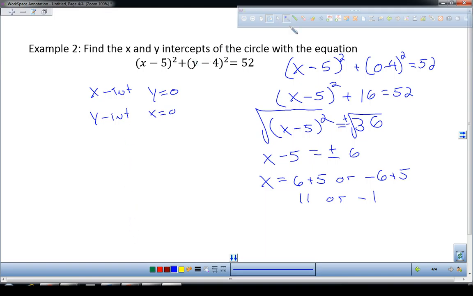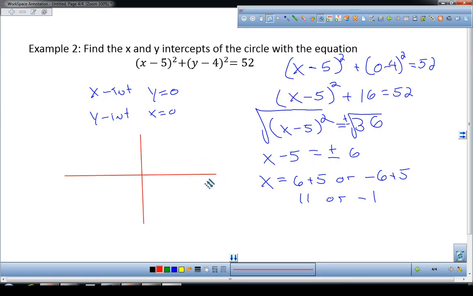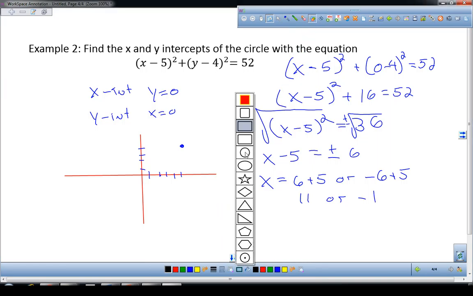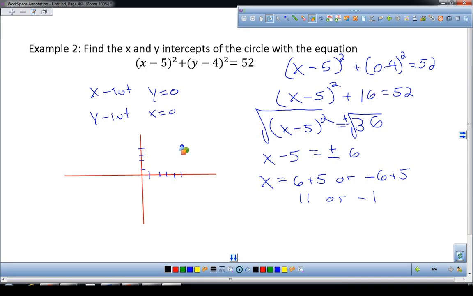Yeah. So far, if I were graphing this circle, I know that its center is at 5, 4. So I'm just going to kind of sketch it. 1, 2, 3, 4, 5. 1, 2, 3, 4. So here's the center. I know the radius is the square root of 52. So the radius is about, what's the square root of 52? What number is it close to? It's close to 7, because 7 squared is 49. Okay? So then if I were to draw a circle, right? Watch this. Okay? Whoa.